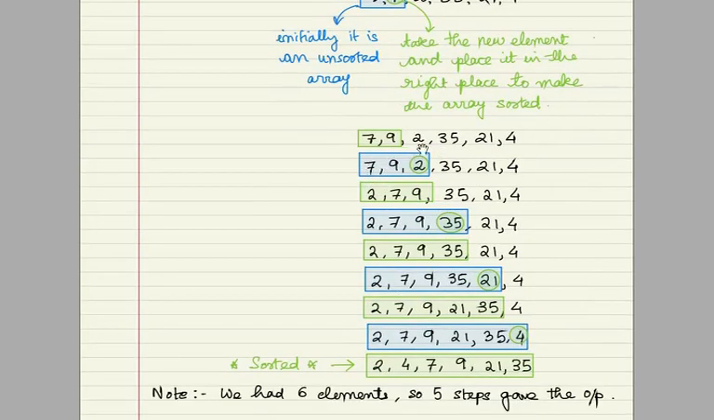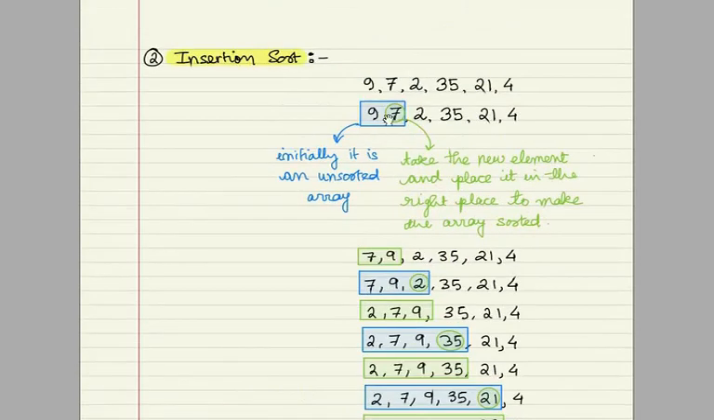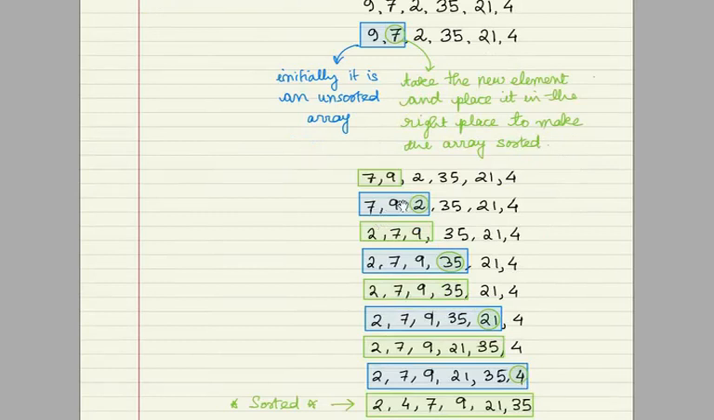Now we have to include a new member in the blue box. Earlier we had 9 and 7, then we sorted them, so we have 7 and 9. Then this new element has been introduced, which is 2. Now we have to put 2 in the correct place in this blue box. Here you can see that 2 is the least valued element, so it must come to the first place.